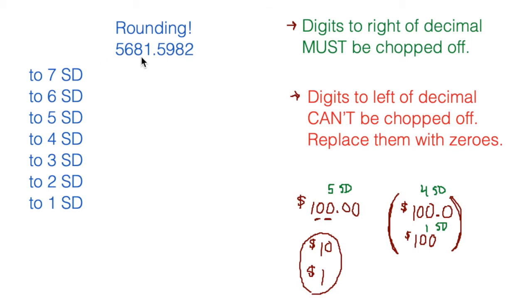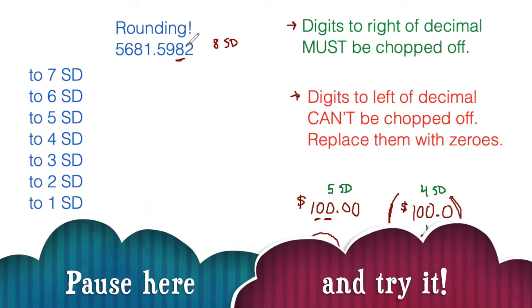So let's go ahead and round this number, 5,681.5982. Let's round that to 7 significant digits. Right now it has 8 significant digits. All of these are non-zero numbers. It's pretty easy. And we want to make it 7 significant digits. So that means we want to keep these first 7 and we want to lose this last one.